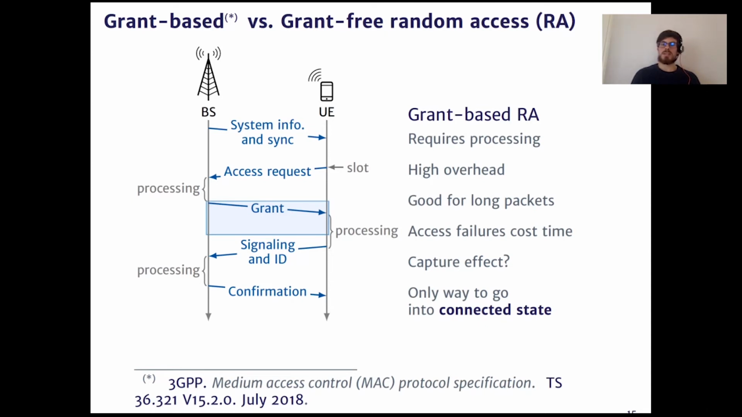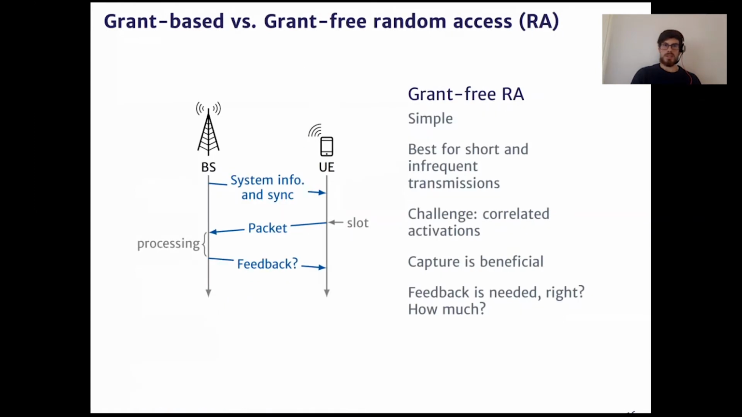One of the big, let's say, arguments in the research community of grant-based random access is what happens. Do we have a capture effect? Is it beneficial? Here, the capture effect refers to having several access requests transmitted by the same user, and the base station can decode them. So it gets tricky what to do with them after this.